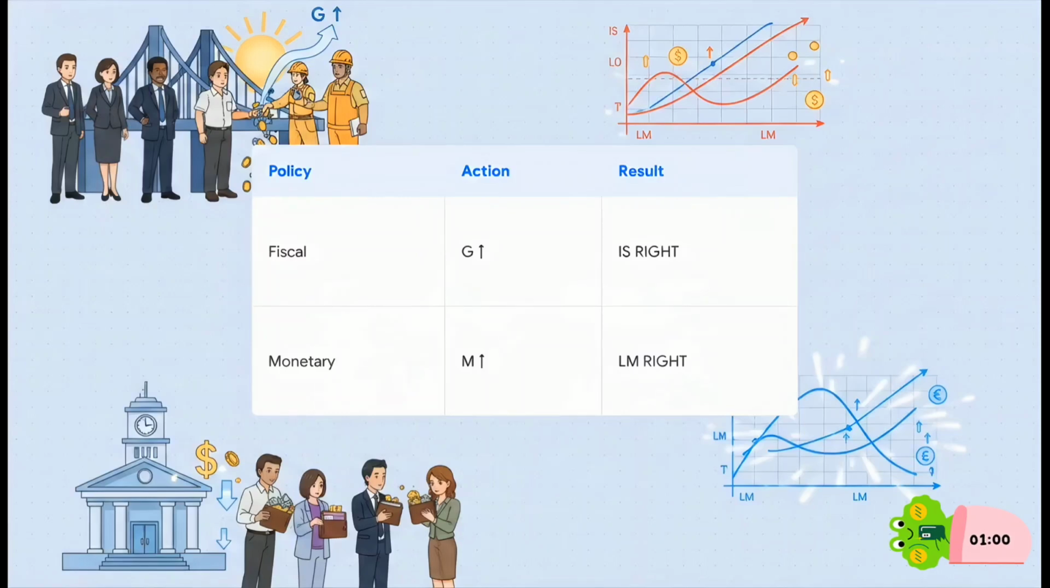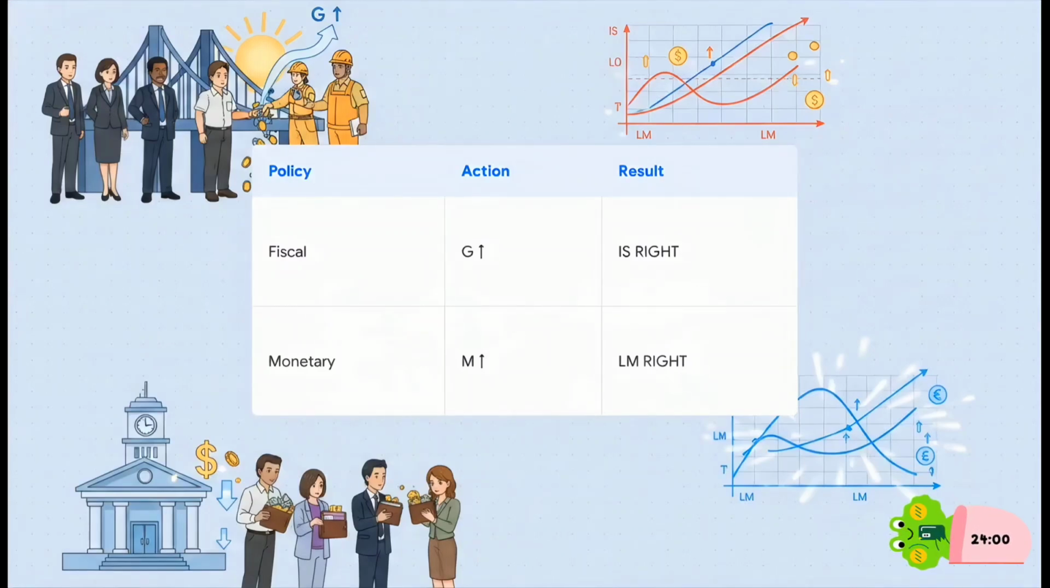First up, fiscal policy. When the government decides to increase spending, like say, pouring billions into new infrastructure, overall demand and income increase. The result? This specific action shifts the IS curve to the right. So remember, fiscal policy mainly affects the goods market.